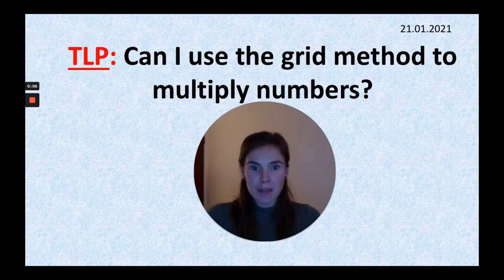So our TLP for today is the same as yesterday. It's can I use the grid method to multiply numbers? So we are going to go over the green, orange and red problems that were in the video from yesterday.